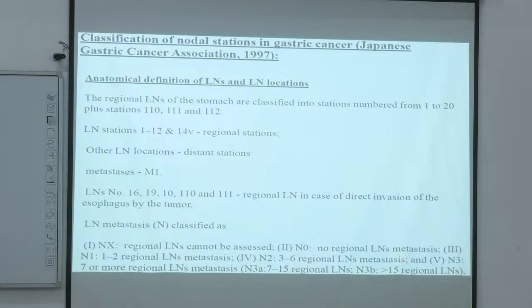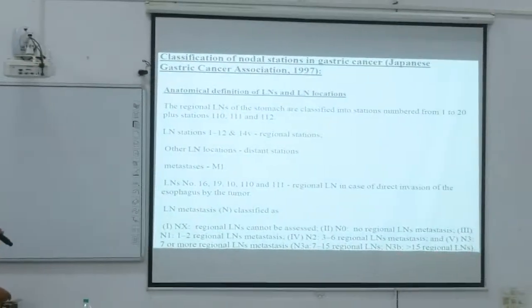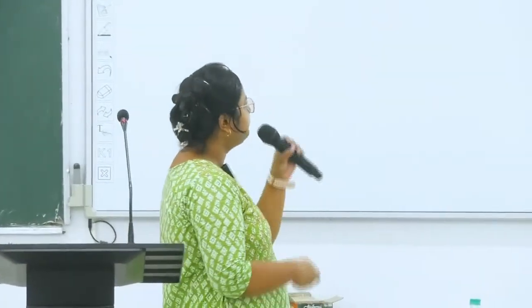N2 is 3 to 6 regional lymph node metastasis, and N3 is 7 or more regional lymph node metastasis. Then N3A and N3B are present. N3A means 7 to 15 regional lymph nodes are involved, and N3B means more than 15 regional lymph nodes are involved. Next, these are the nodes.